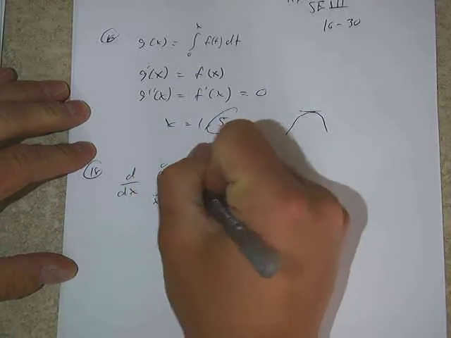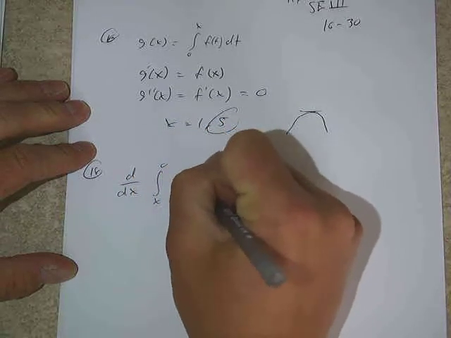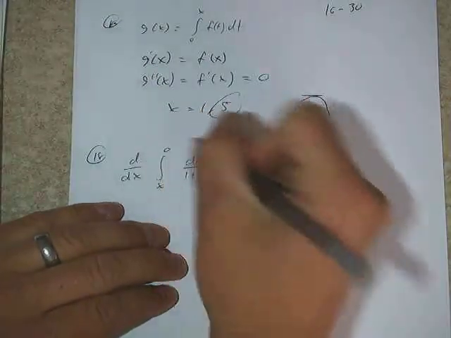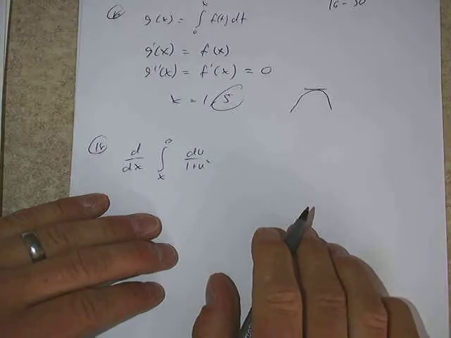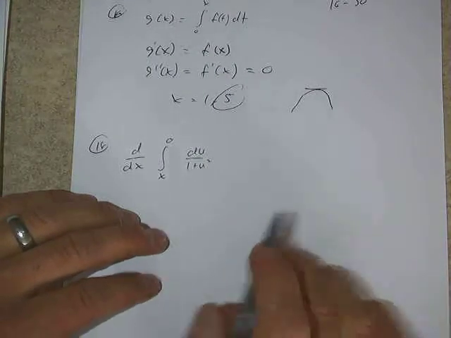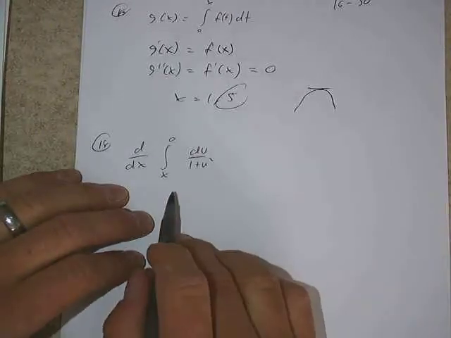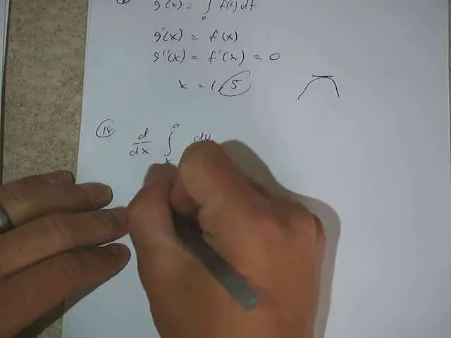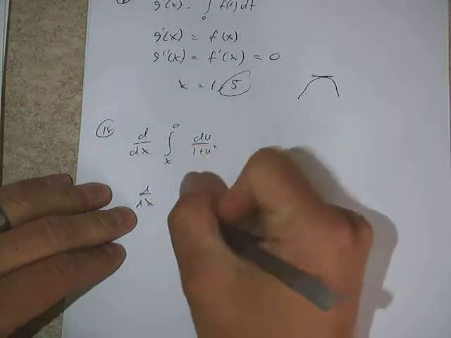And on 18 we have a derivative function here. We've got d/dx of the integral from x to 0 of 1 over 1 plus u squared du. Alright. So ultimately we want to know essentially what is the derivative of this function. We don't need to anti-differentiate necessarily because we just want to find the derivative. Okay, the issue we have though is that the limits are reversed.